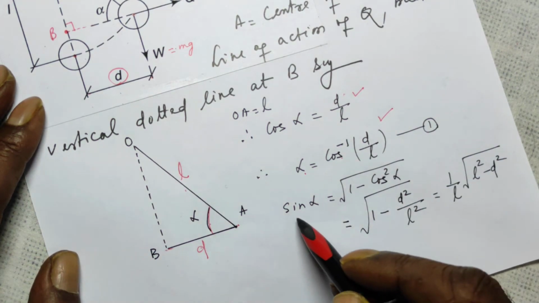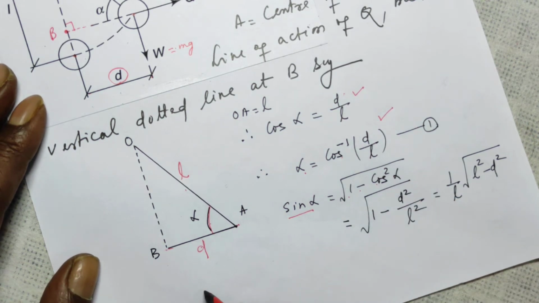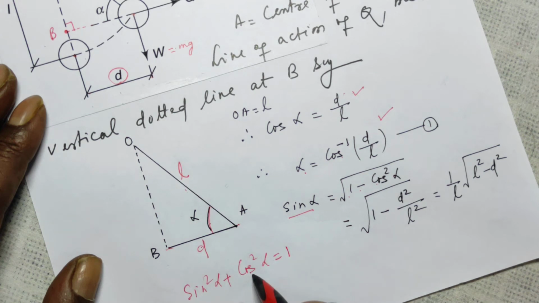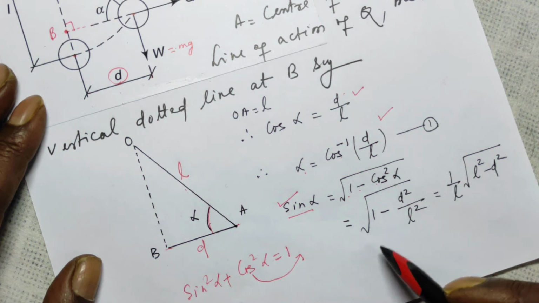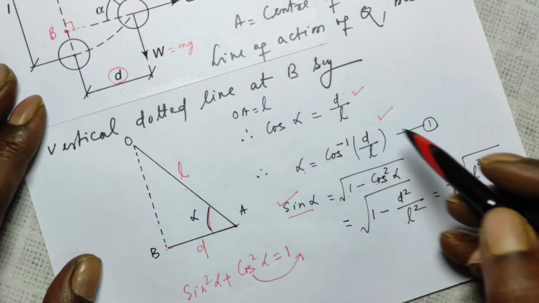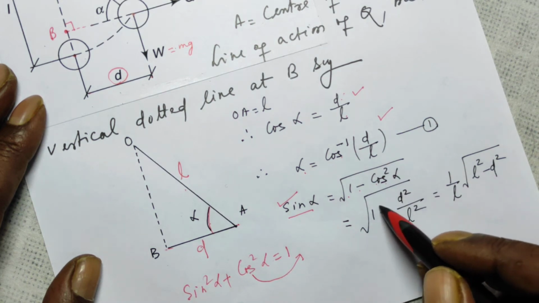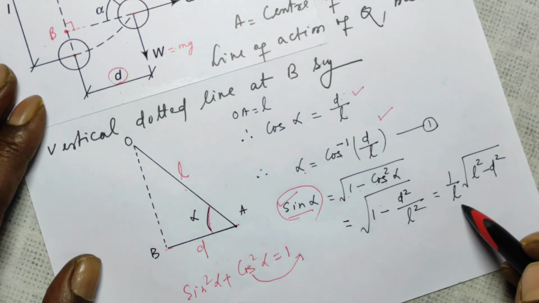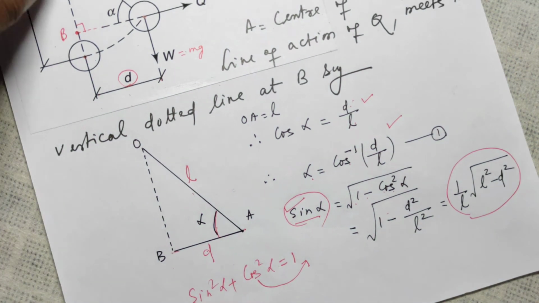And we know from simple trigonometry, sin alpha is the square root of 1 minus cos square alpha, because sin square alpha plus cos square alpha is equal to 1. Now put the value of cos alpha, D by L, so we have D square by L square. Take the LCM: L square minus D square over L square, square root of that, L is taken out. So sine alpha is 1 by L times the square root of L square minus D square.